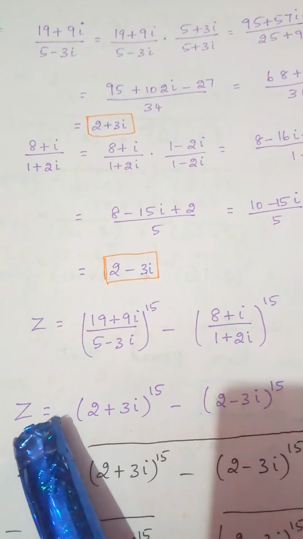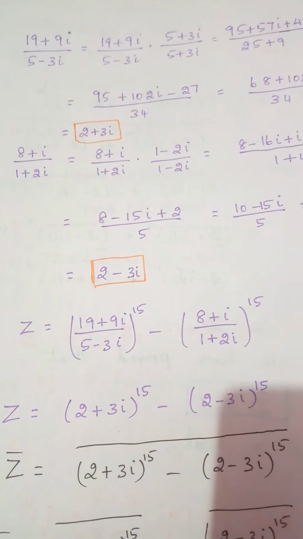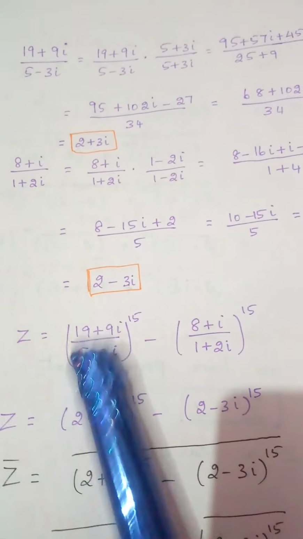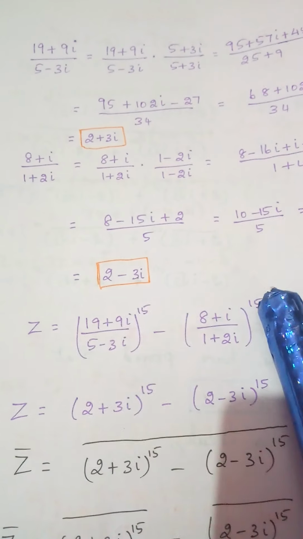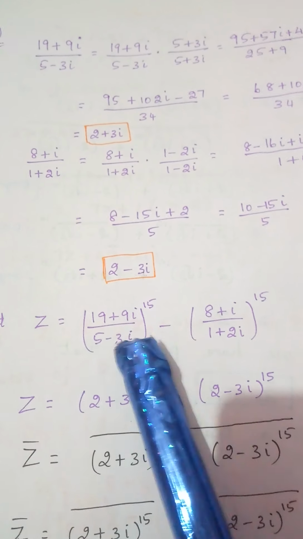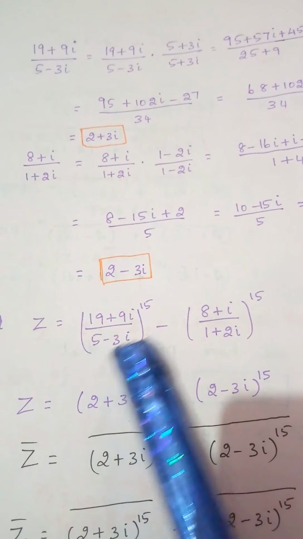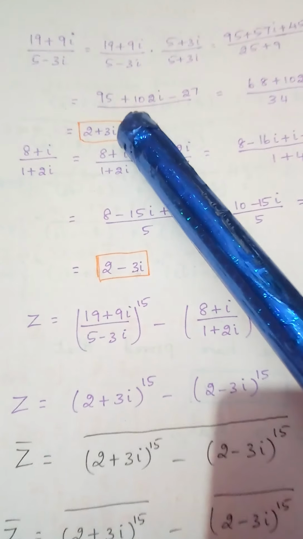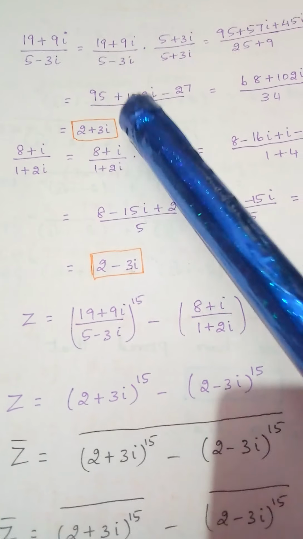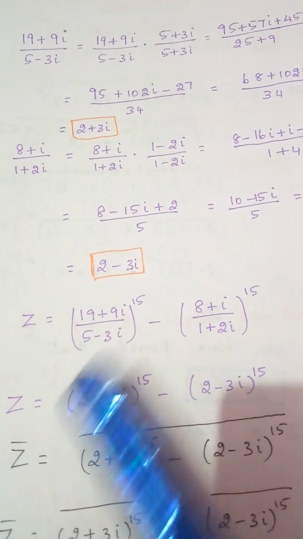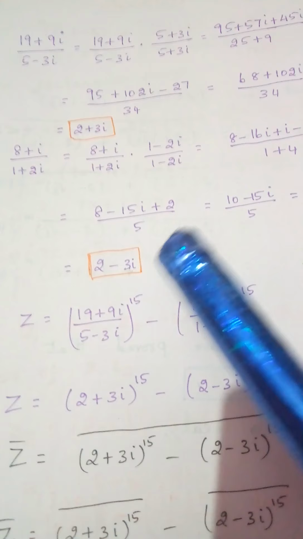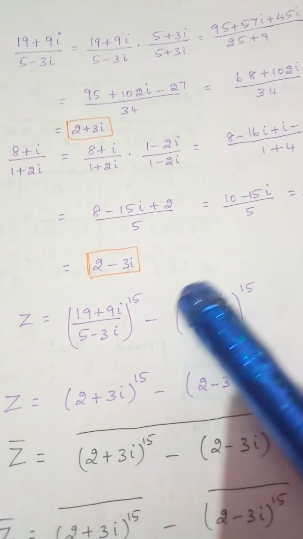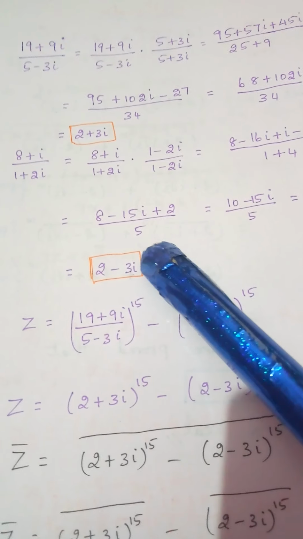So Z is equal to this. What we are doing: 19 plus 9i by 5 minus 3i is simplified as 2 plus 3i, right? So in place of this bracket I am substituting 2 plus 3i, with power 15 written here, minus this, which we have taken separately and simplified as 2 minus 3i.